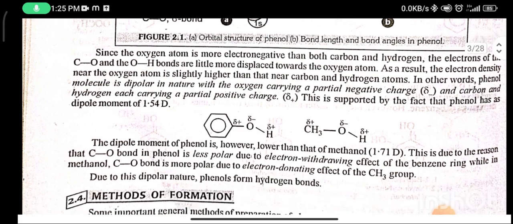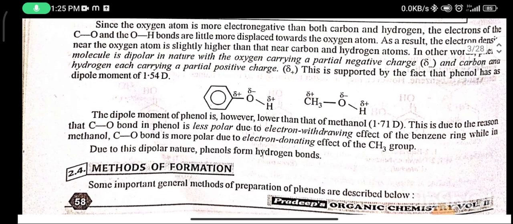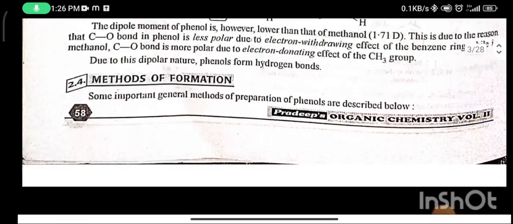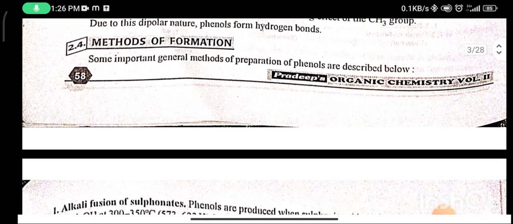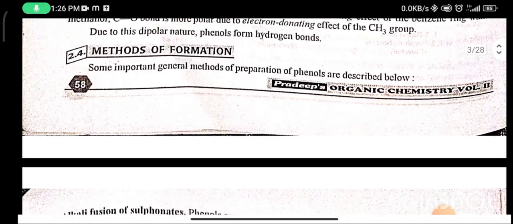Dipole moment of phenol is however lower than methanol, 1.71. This is due to the reason that the carbon-oxygen bond in phenol is less polar due to electron withdrawing effect of the benzene ring, while in methanol the C-O bond is more polar due to electron donating effect of the CH3 group. Due to this dipolar nature, phenols form hydrogen bonds. Methods of formation. Some important general methods of preparation of phenol are described.